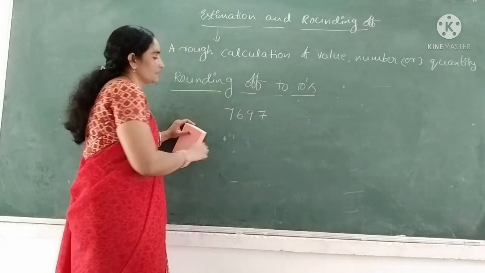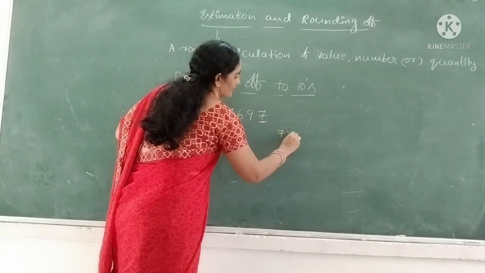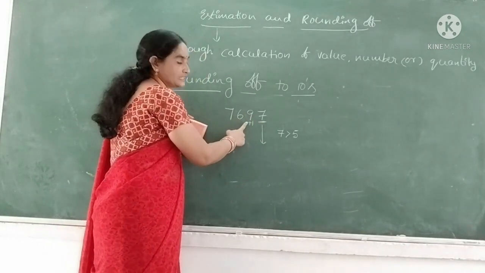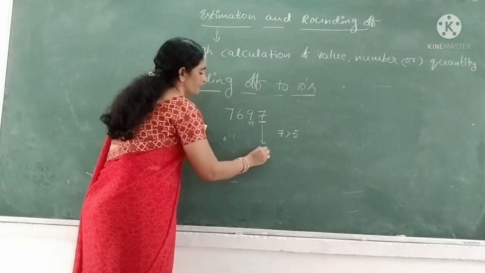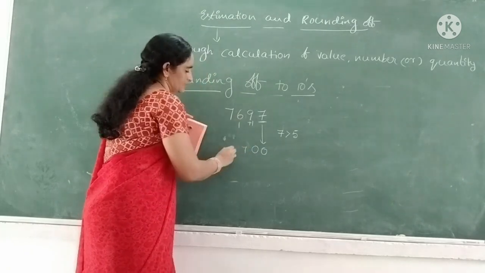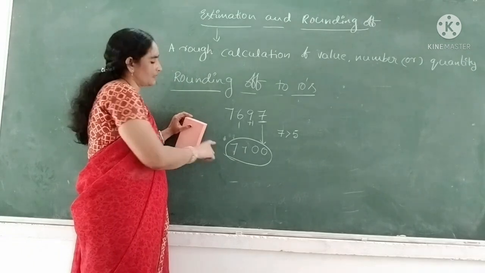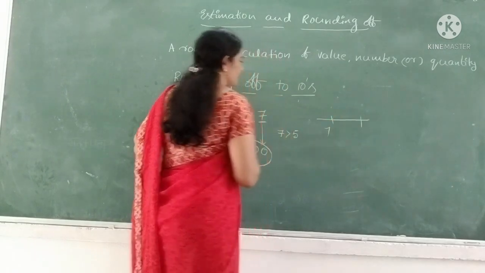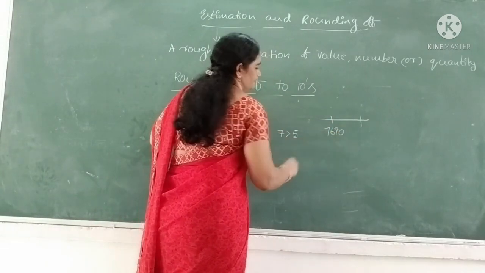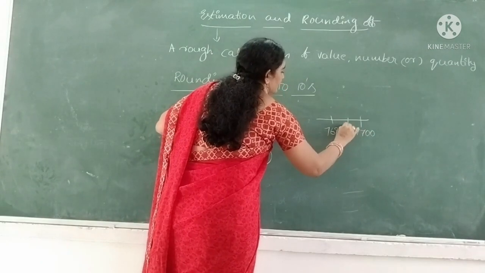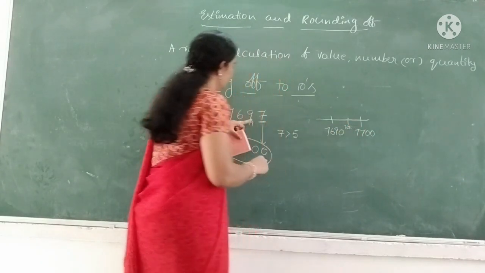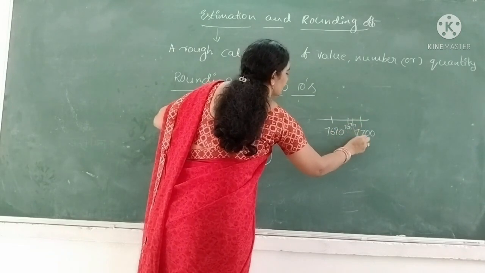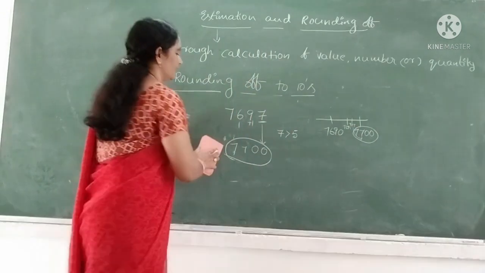Another example, 7697. Look at the ones place. 7 is greater than 5. Then add 1 to the tens place. So this became 10, this 0, carry 1, 7, 7, 700, 7,700. So we observe 7,690 and 7,700. Here 7,695 is the middle, and 7,697 is nearest to 7,700.